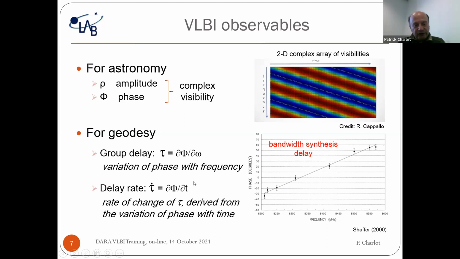And you have another quantity, which is the derivative of the phase with respect to time, and we call this the delay rate. So this is the rate of change of the delay over time. So it gives you the variations of the delay over time. These are the two quantities that we use in geodesy, but the most important one is the group delay, and the other one is inferred from that one.